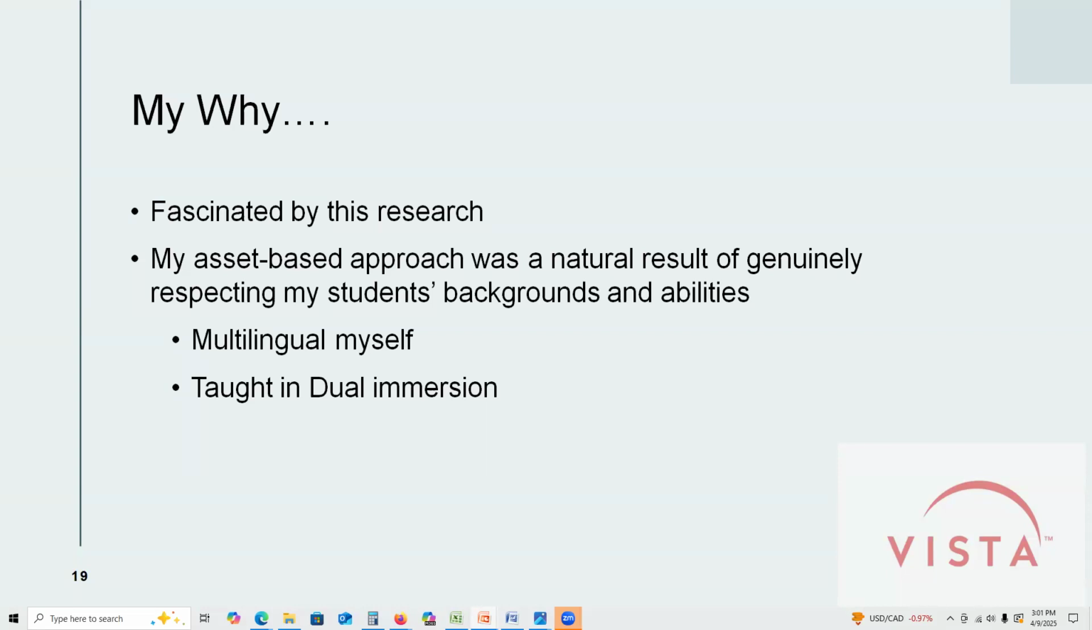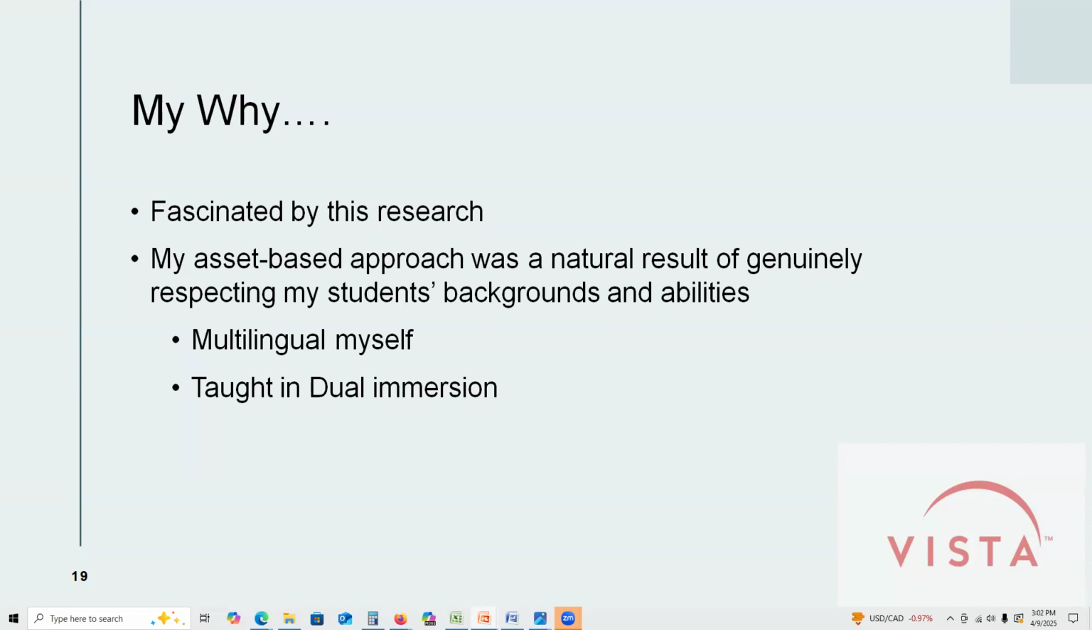And in all honesty, I found that these multilingual learners were very respectful, very appreciative. I was the one teaching them English. They appreciated this. They were thankful. They were just good kids, all around good kids, enjoyable to be around. I genuinely respected them. So this focus on their funds of knowledge as an asset was just a natural outworking of my respect for them. Perhaps because I taught in dual immersion and everyone there spoke multiple languages and we just had a genuine mutual respect for one another. But that's just part of my why.